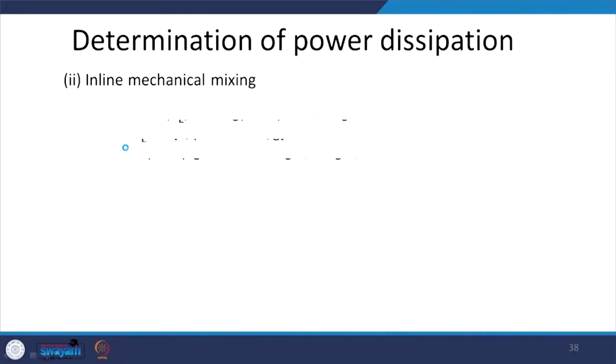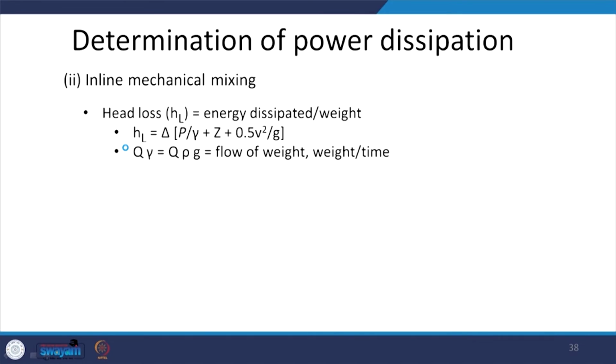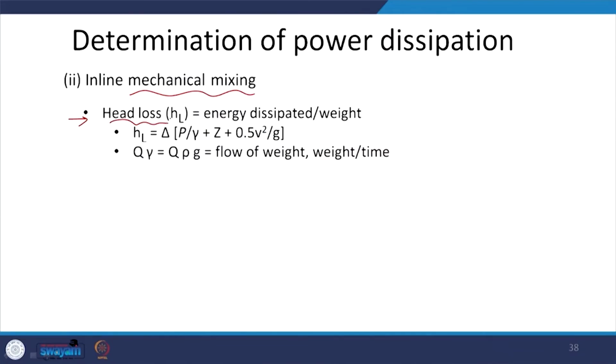So inline mechanical mixing, how do I do that? Either with mechanical mixing or even static mixing, how do I relate this power and G? How do I get that information? We should understand that inline we are going to have a head loss, and head loss is nothing but energy that's lost or dissipated per weight. From Bernoulli's equation, head loss is equal to this, where P is pressure here, not power, head, and V square by 2G.